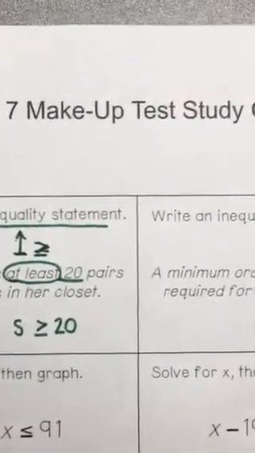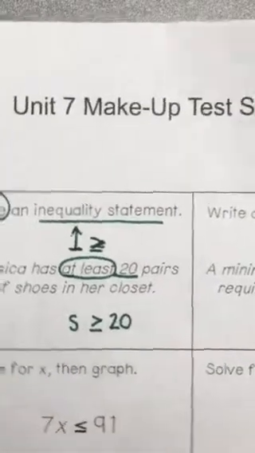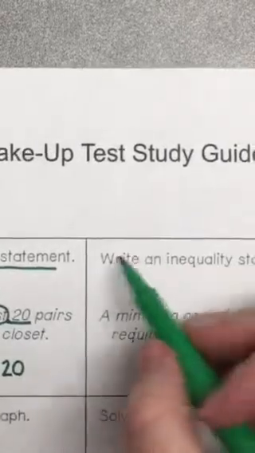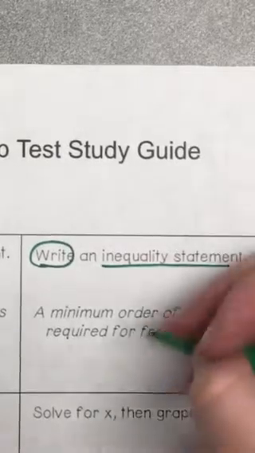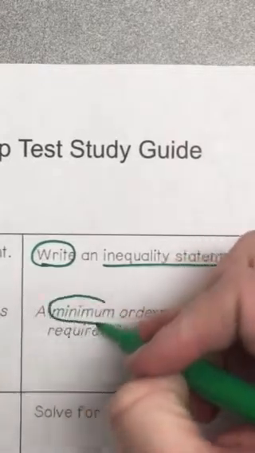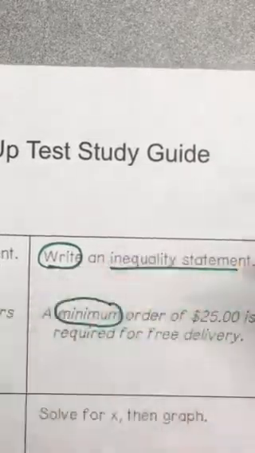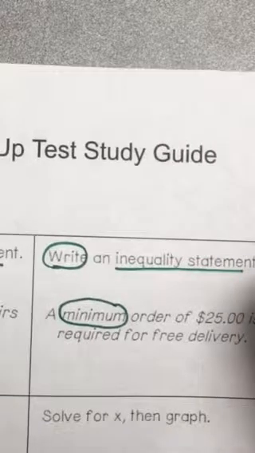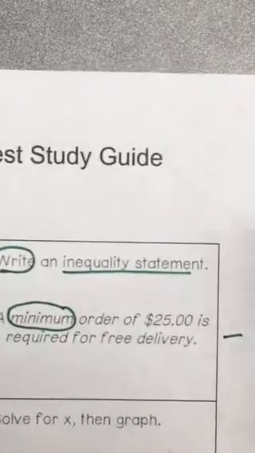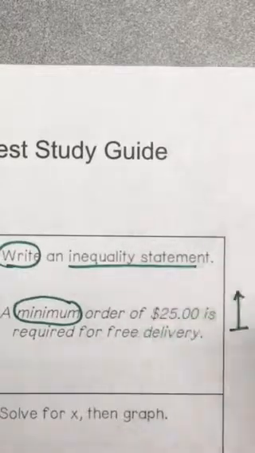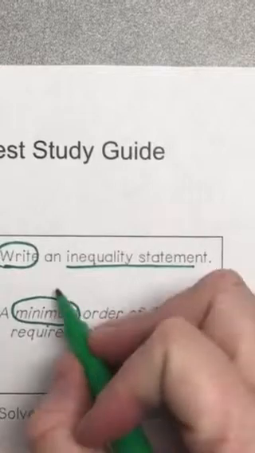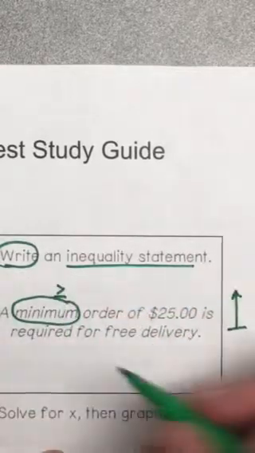The same thing happens with the next one. It wants us to write an inequality. So to be able to write an inequality, we have to find our keyword. So a minimum order of $25 is required for delivery, for free delivery. Our keyword is the word minimum. Just like at least, minimum means that it's the smallest amount that I can have, but I could pay more. Therefore, it is going to be greater than or equal to, because I can have more.